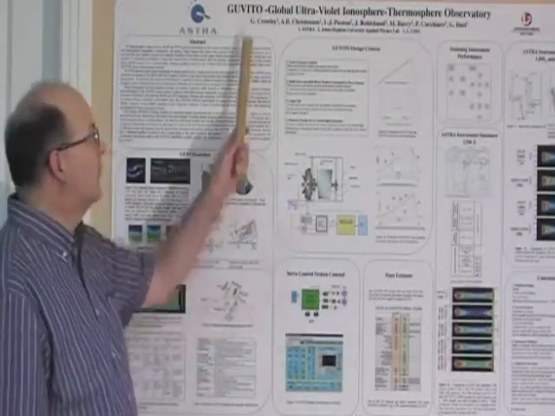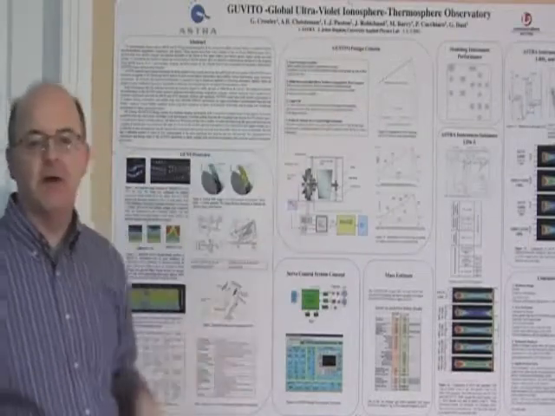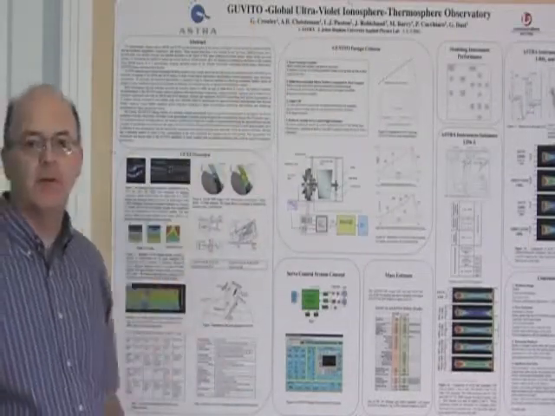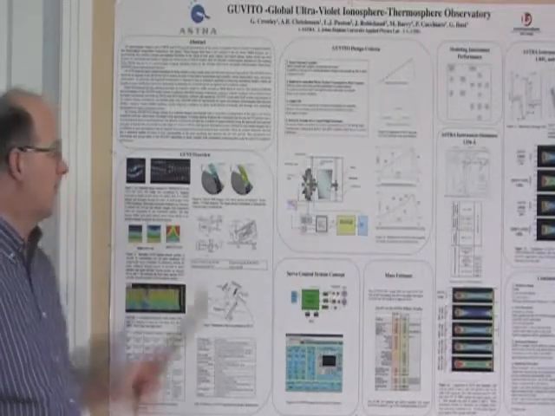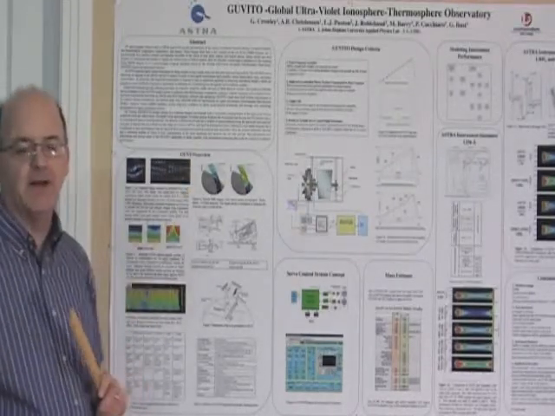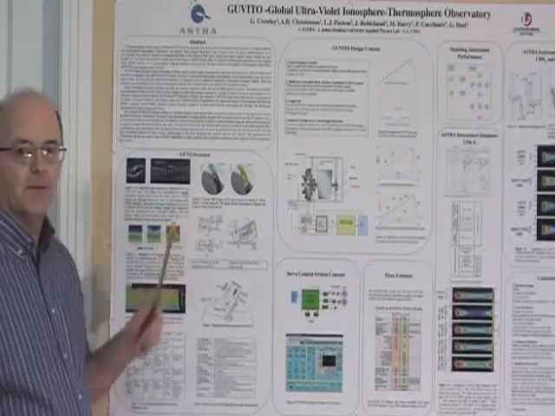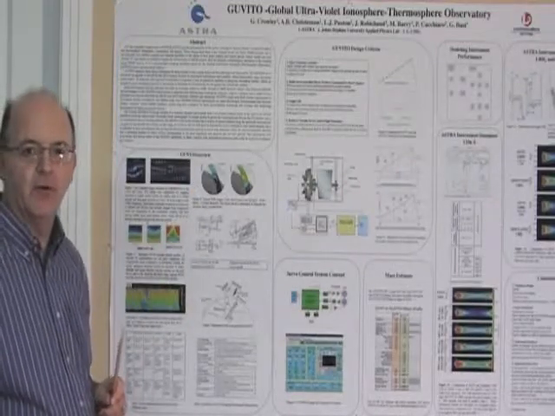Today I'm going to talk about the Global Ultraviolet Ionosphere-Thermosphere Observatory, or Guvito. Guvito means small GUVI or son of GUVI, because the Guvito instrument is derived from the GUVI instrument that flew on the NASA TIMED satellite. So here I've got some information to give you an overview of the GUVI instrument.